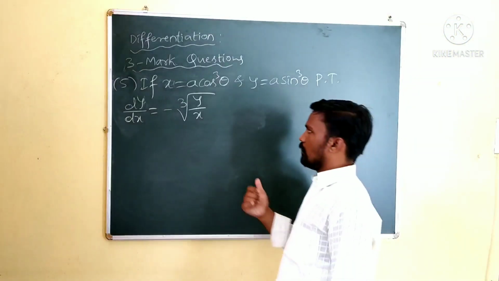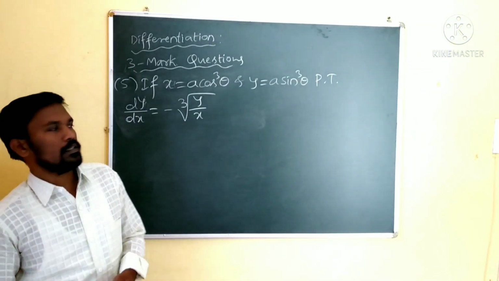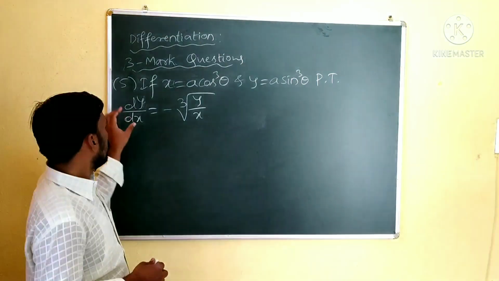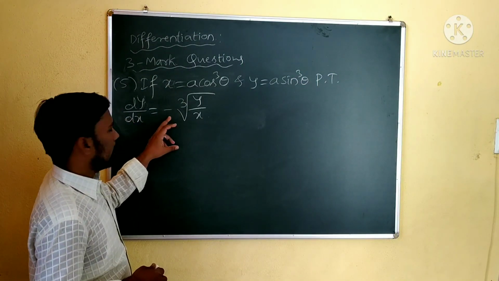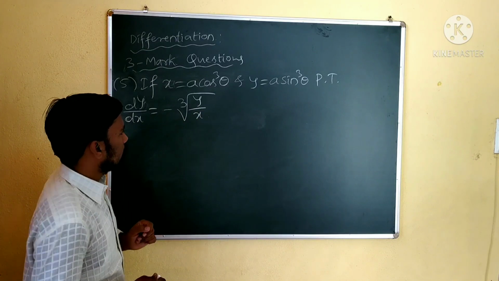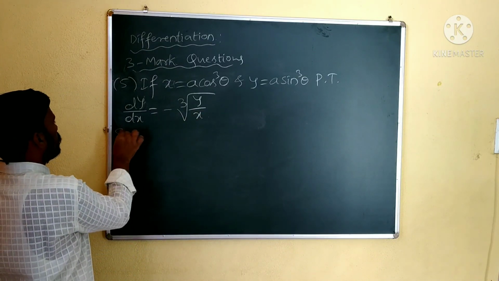See the next question, number 5. If x is equal to a cos cube theta and y is equal to a sin cube theta, then prove that dy by dx is equal to minus cube root of y by x. It is a 3-mark question.